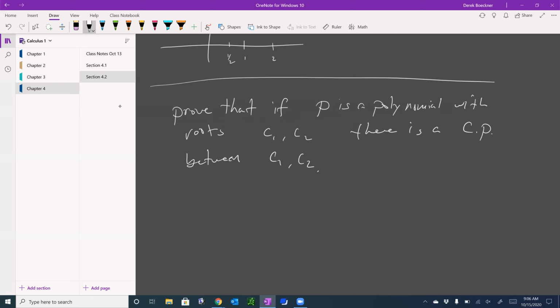So one of the questions has us prove that if P is a polynomial with roots at C1 and C2, there's a critical point between C1 and C2. What does this mean? Sort of graphically, what would you draw for your picture here?